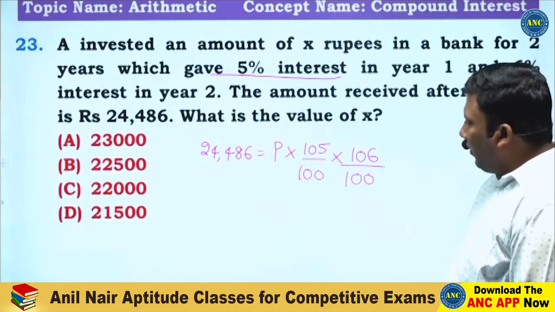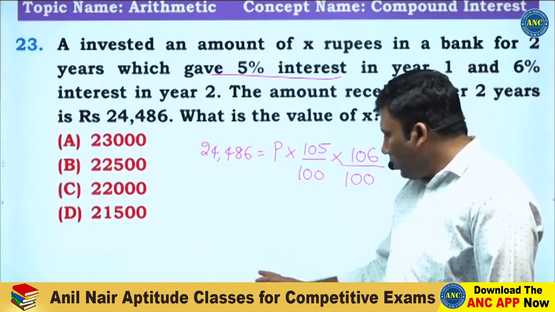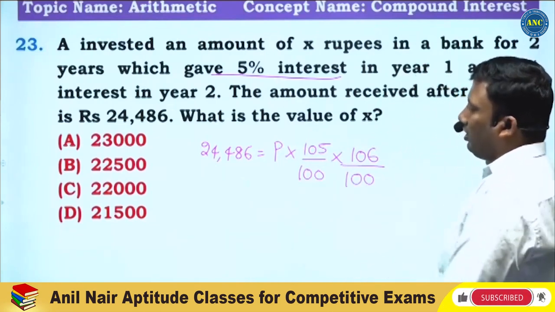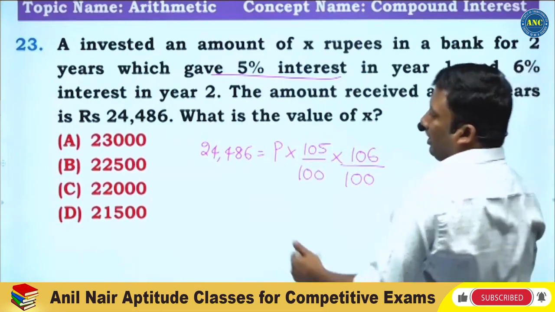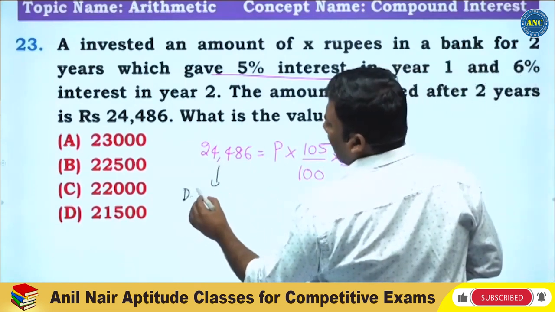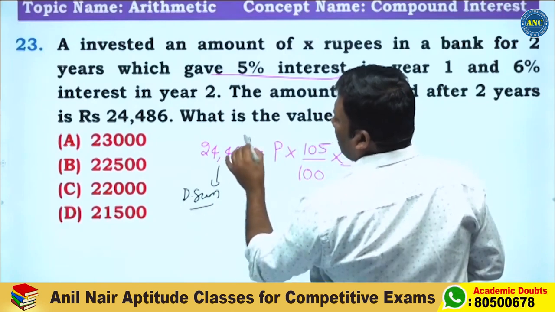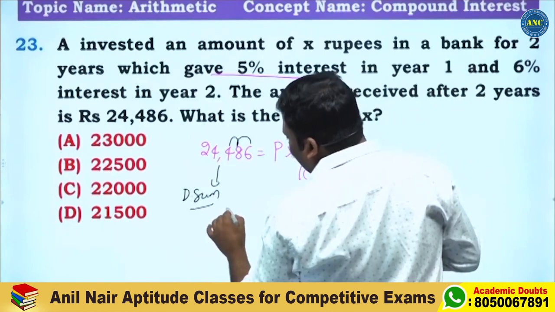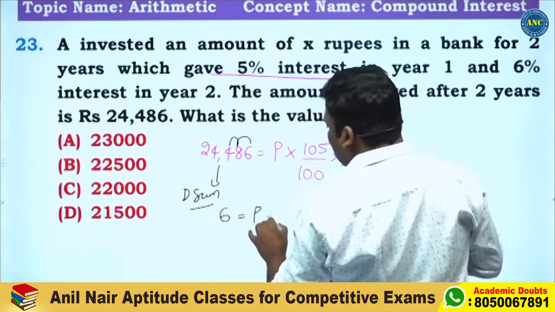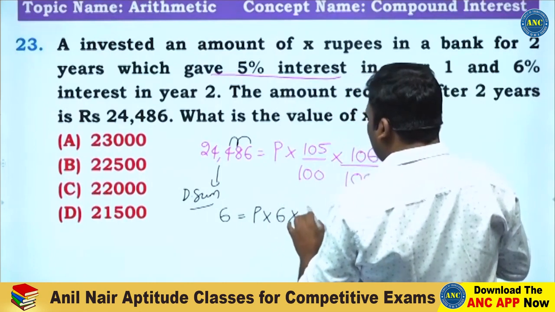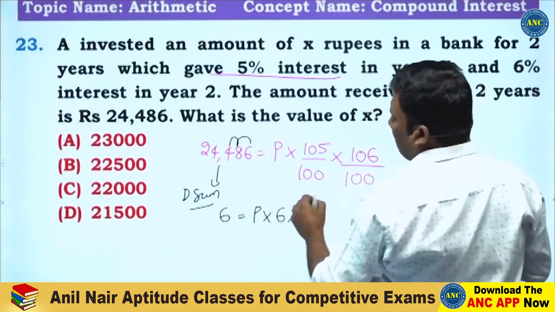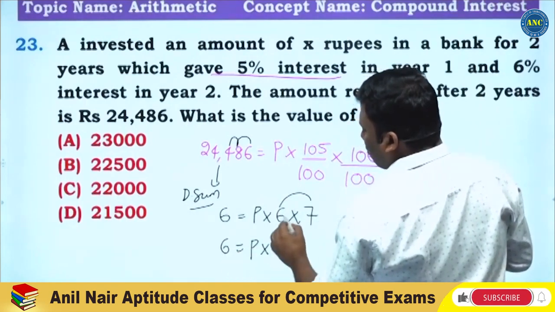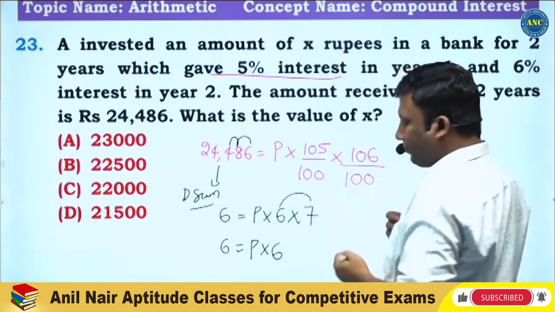Now, let us do it very logically by using the digital sum approach. Digital sum in the left hand side: 6 plus 8, 14. 14 plus 4, 18. 18 it is 9. 9 plus 6 it is 6. P into 1 plus 5 it is 6, 1 plus 6 it is 7. 6 sevens are 42, it is 6. So 6 is equivalent to P into 6 sevens are 42, 6.